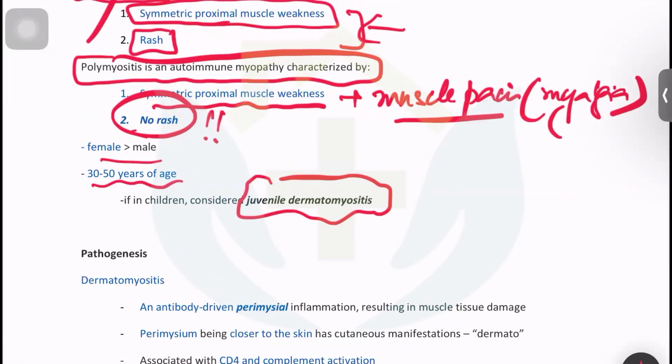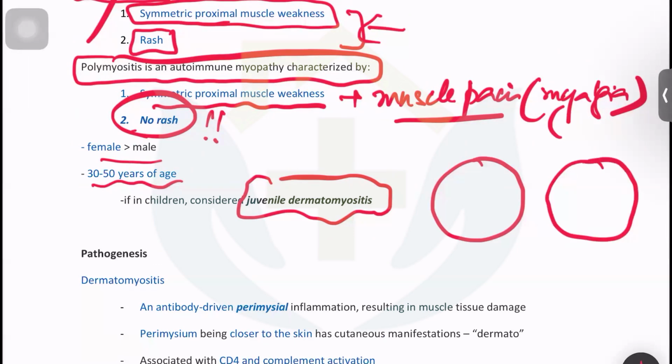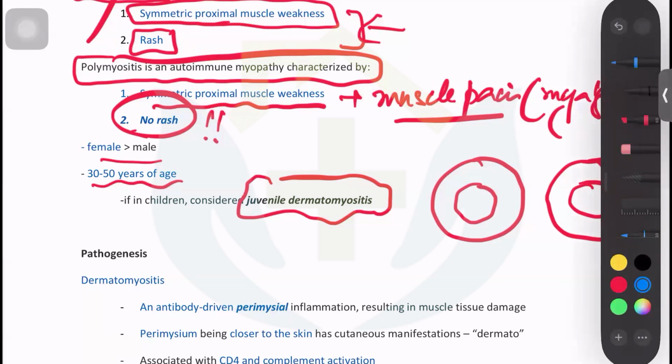Now, you have to understand that for dermatomyositis and polymyositis, this is the muscle fiber. So there are endomysial fibers and there are perimysial fibers. Should I change the color? These are the perimysial fibers. And these are the endomysial fibers.